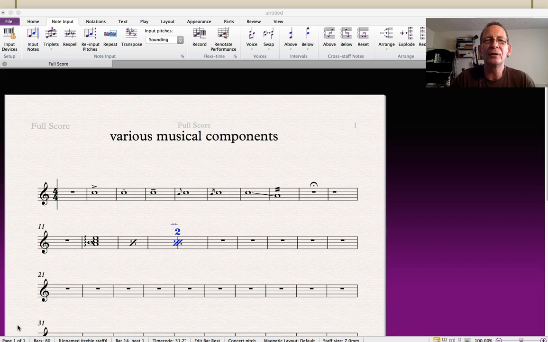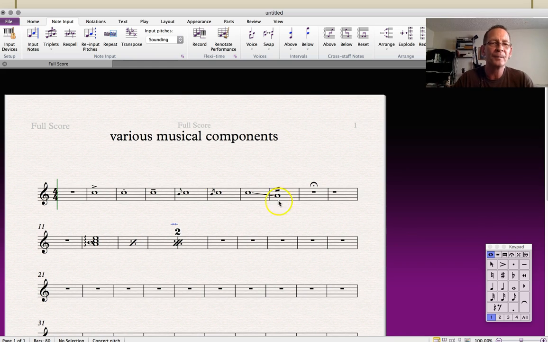Alright, let's take a look at some basic ones. The first basic one we want to look at is this one here. This is the accent, and that's pretty obvious. If you see that sign, it's telling you to accent that note, more than likely play it a little bit louder than the notes around it.